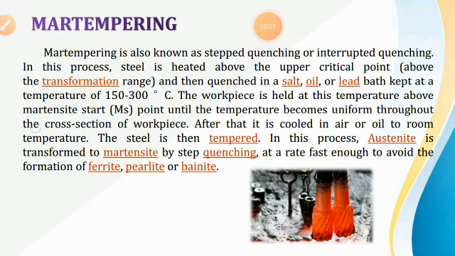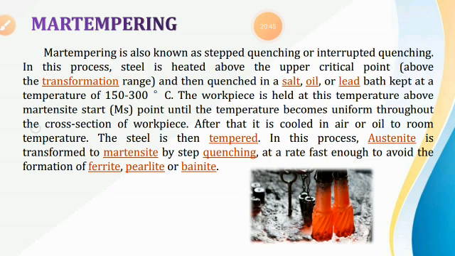The workpiece is held at this temperature above the martensite start point until the temperature becomes uniform throughout the cross section of the workpiece. After that, it is cooled in air or oil to room temperature. The steel is then tempered. In this process, austenite is transformed to martensite.